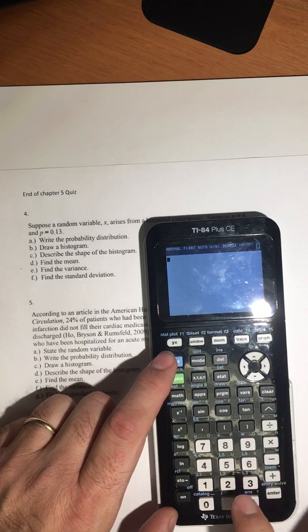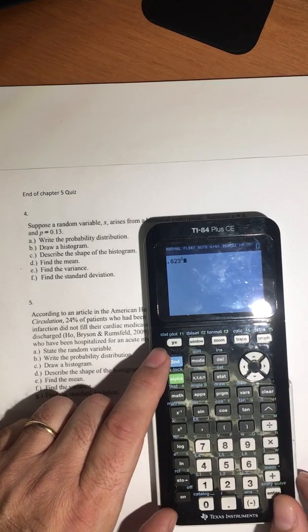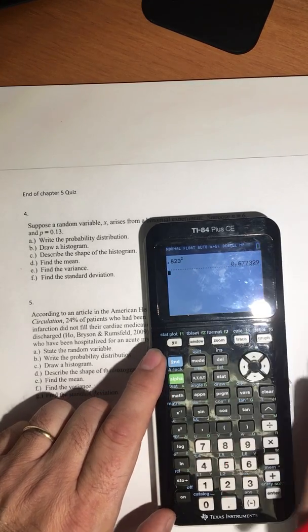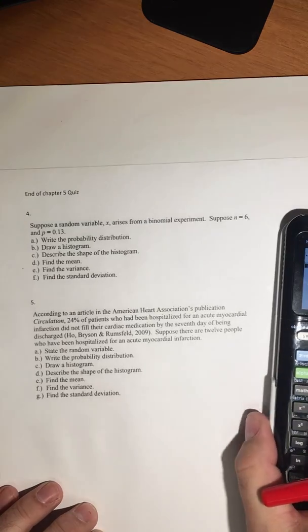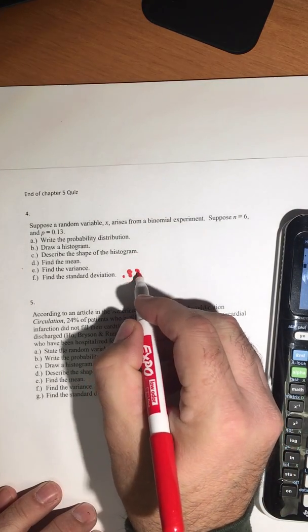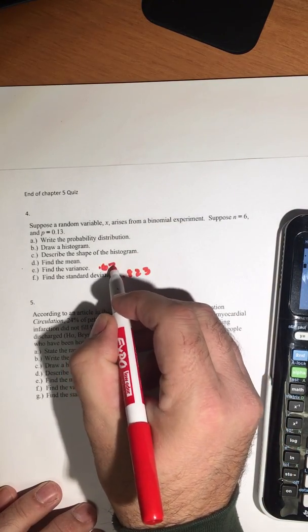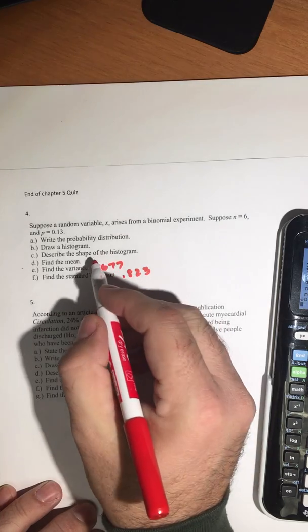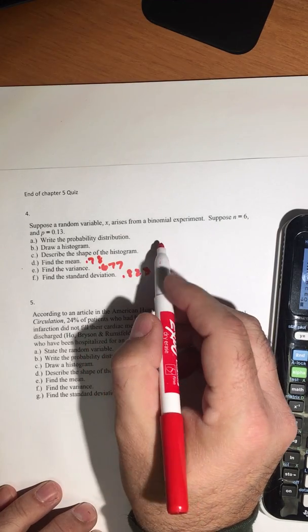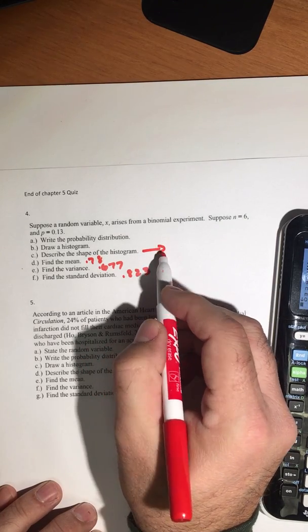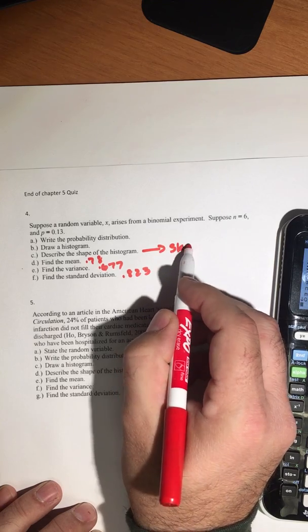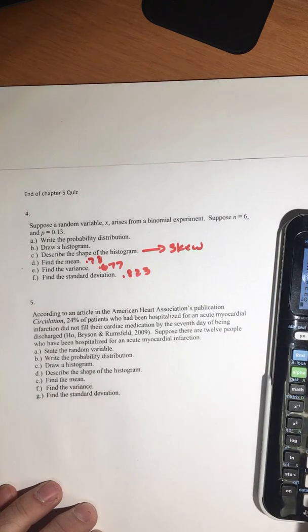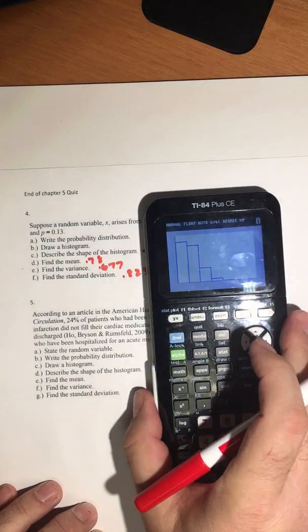So we'll quit out of here. We'll go 0.823. We'll square that. And there's our variance of 0.677. So this was 0.823. This was 0.677. And what was the mean again? One of our stats. The mean was 0.78. The shape of the histogram was right skewed. And there you go. There's the graph.